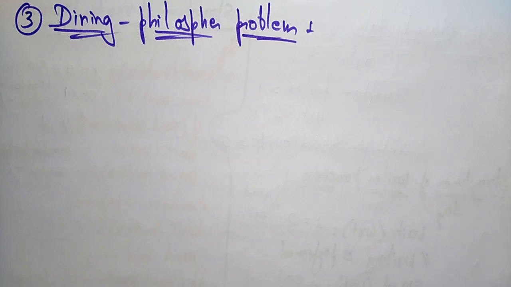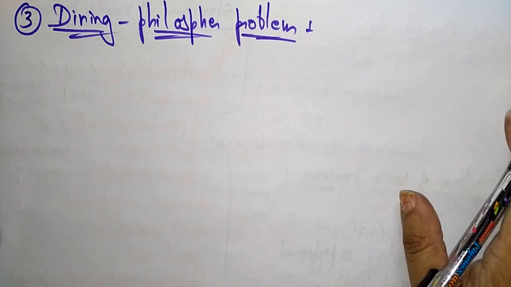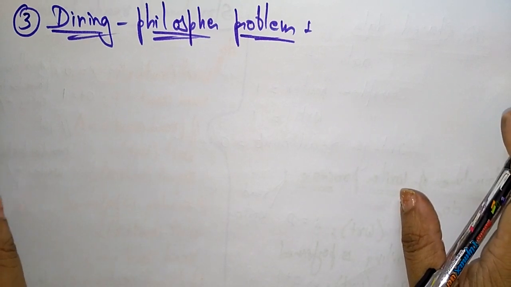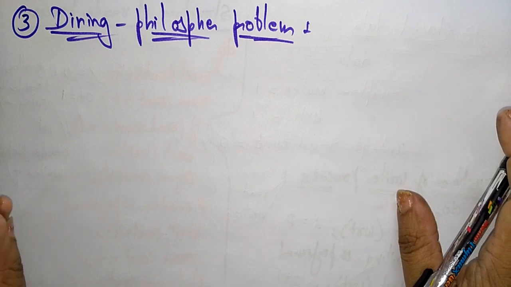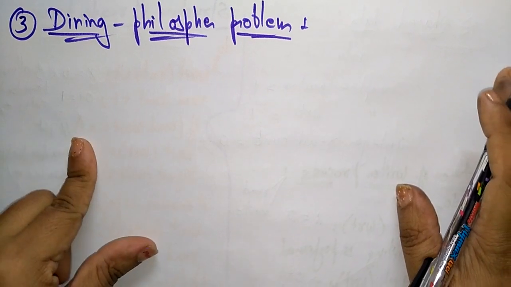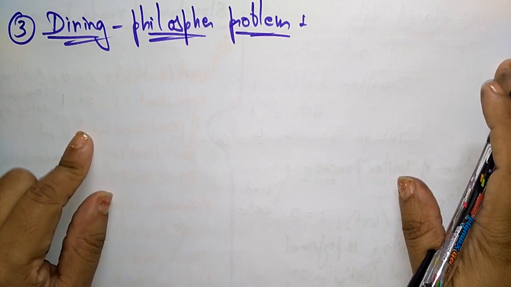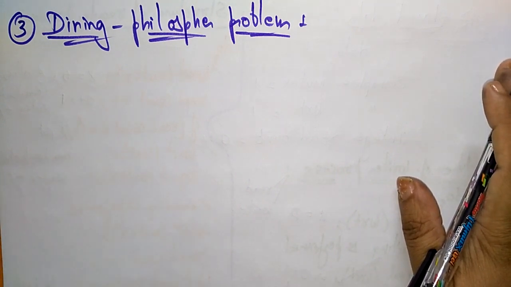Students, coming to the next topic, that is the dining philosopher problem. This is one of the classical problems in synchronization. I already explained the classical problems of synchronization, the readers and writers problem and the bounded buffer problem. Now coming to the third one, that is the dining philosopher problem. So what exactly is this dining philosopher problem?